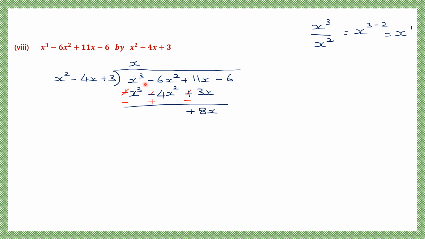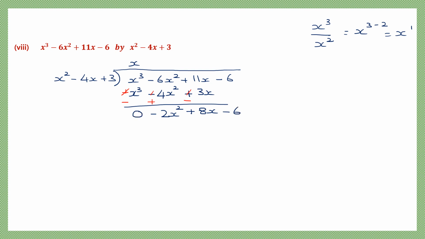Now here we have minus 6x² and plus 4x². Both are like terms. Signs are different. Put the sign of the bigger number and subtract. 6 minus 4 is 2. 2x². Now here we have plus x³ minus x³. The answer is 0. Now bring down the next term, that is 6.